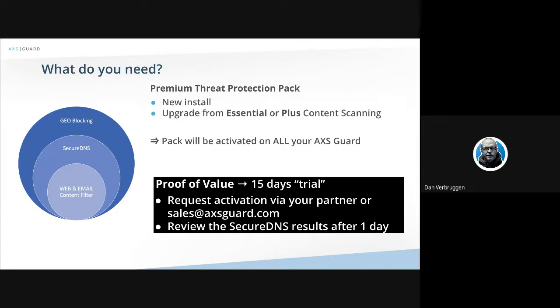If you know that the SecureDNS license is less than 50 euro per user per year in the lowest quantities, and that SecureDNS as a standalone solution already is 35 euros, then we put a lot of extra value in this pack. If you want to try it, don't hesitate. Just ask your partner for a quotation or an activation. We will activate it on your system, or send an email to sales@accessguard.com, and we'll take care of it for you. And again, after 1 day already, you will see the results of the SecureDNS efficiency in your dashboard.